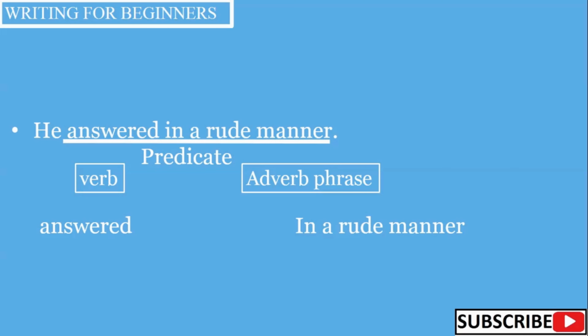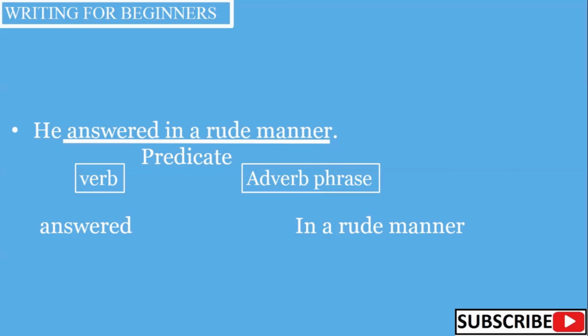I don't want to go into that detail now. So for the time being you can understand that a verb is a must in a predicate. With the verb we can have an adverb phrase as well in a predicate, like in a rude manner. This phrase is working as an adverb here. So our writing can be more attractive with these kinds of phrases.